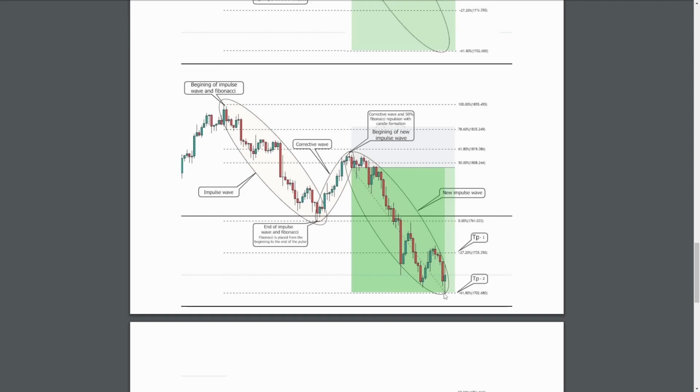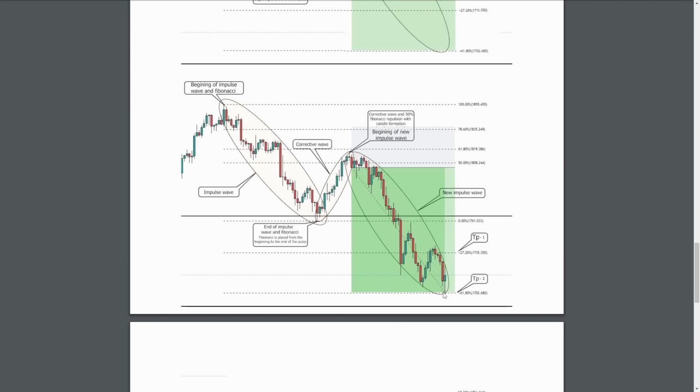What does that mean? If we have a repulsion of 50 and take the size of the previous impulse wave, the second impulse wave is almost identical to the first impulse wave. We already know from model 2 that the impulse waves are almost the same in size. Usually 3 impulse waves are formed, after which there is a lateral movement and a reverse movement in the opposite direction. So impulse wave, movement, correction to 50, candle formation, we enter a deal, first take profit we collect at 27.2 level, and second take profit at 61.8.